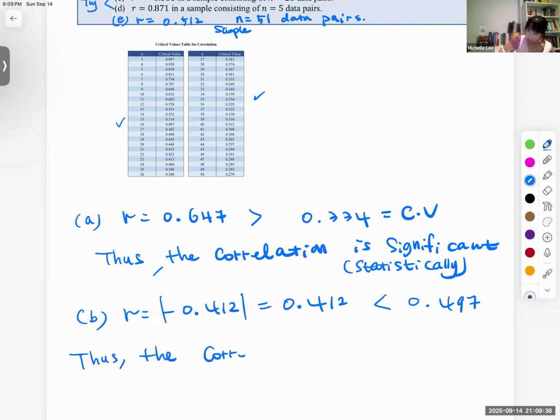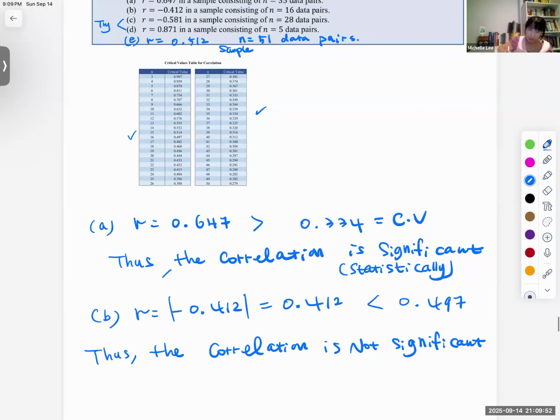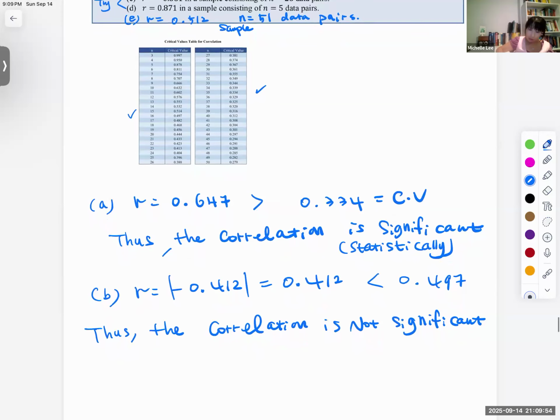Correlation is not significant. Okay. How about E, right? So you try C, D, and then I want to do E.